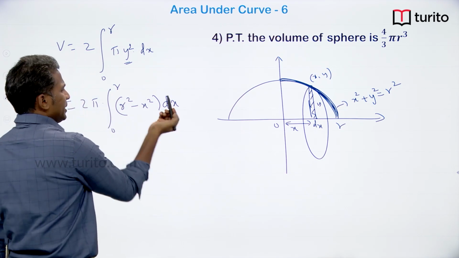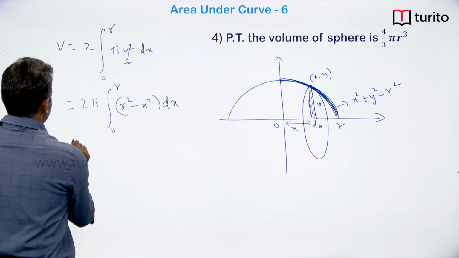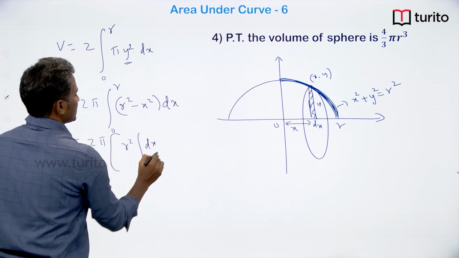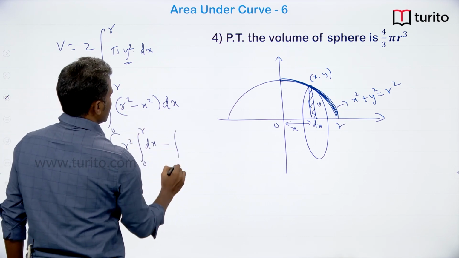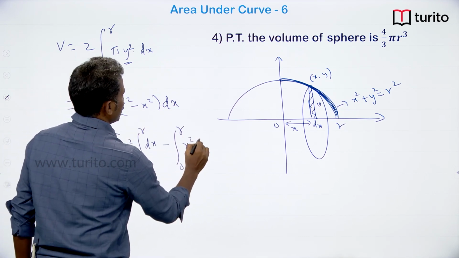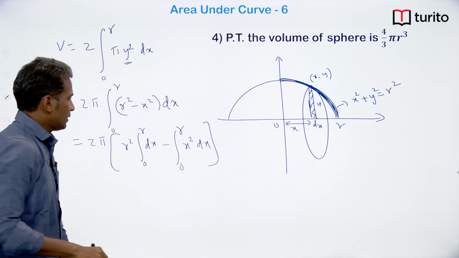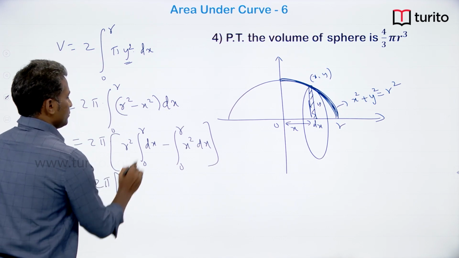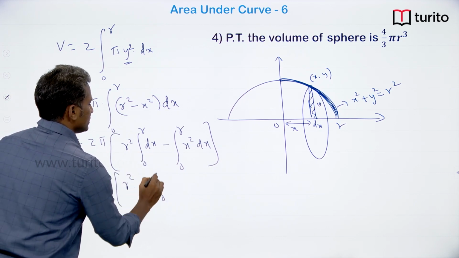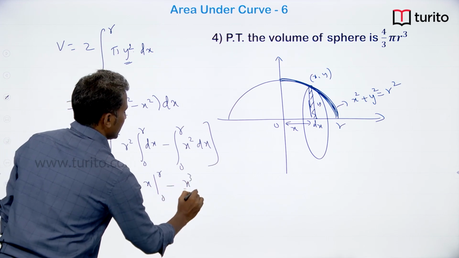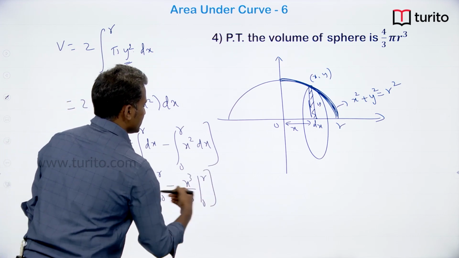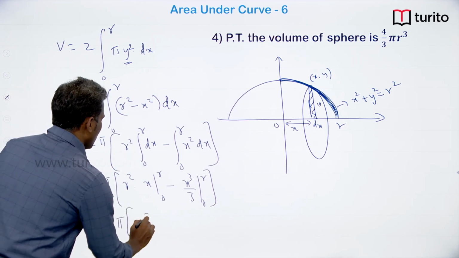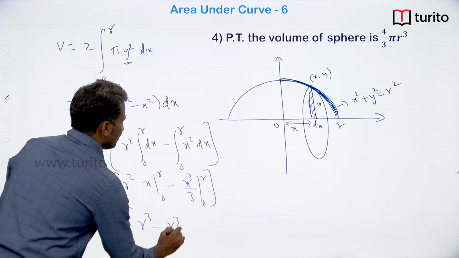Now further we can split the integral and perform the integration. So what do we get? 2 pi into r square into integral dx from 0 to r minus integral 0 to r x square dx. So what will be the integration here? 2 pi into r square into, here the integral is x with limits 0 to r, and here x cube by 3 with limits 0 to r. Now further when we simplify this, we are going to get 2 pi into r cube minus r cube by 3.